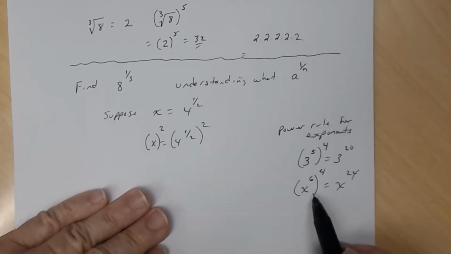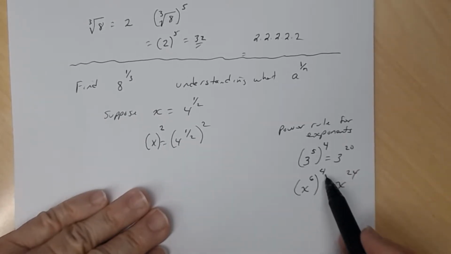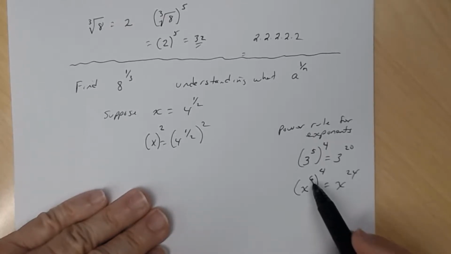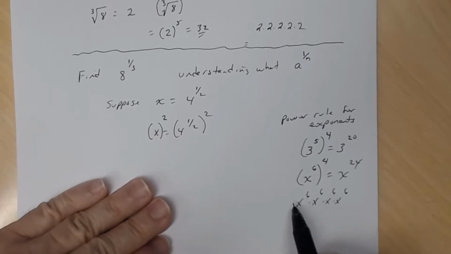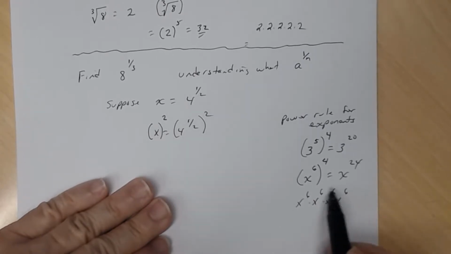Now remember, it kind of makes sense if you remember from last semester that what this outer exponent, the 4, means is you take x to the 6th and multiply it by itself 4 times. But remember, you also learned the rule that when you multiply like bases, you add exponents. So 6 plus 6 plus 6 plus 6 is 24. So that's x to the 24th.